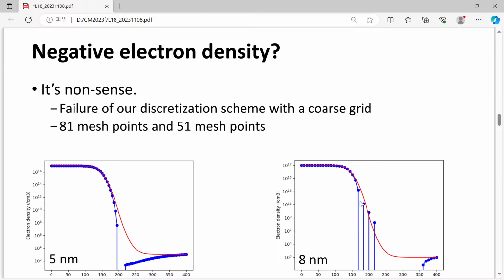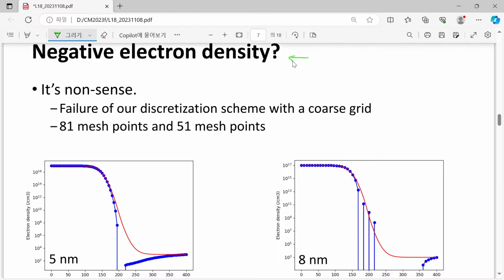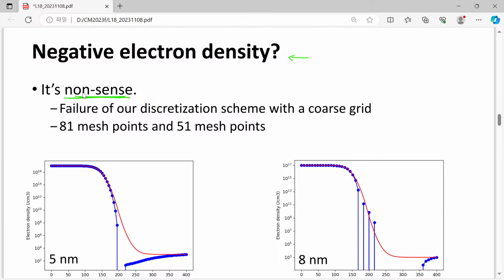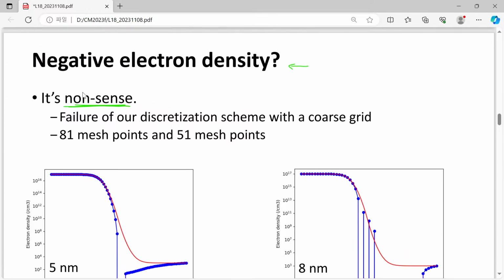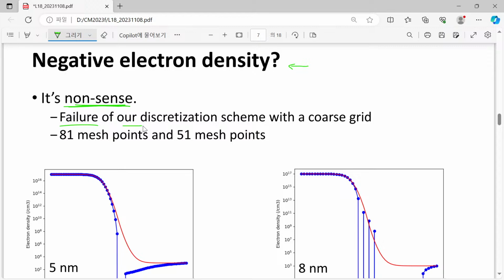So yes, it is summarized here. Negative electron density is simply nonsense. No other physical interpretation of negative electron density is available. This is an indicator of failure of our discretization scheme with a coarse grid.